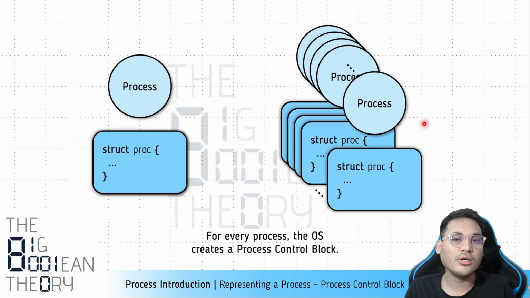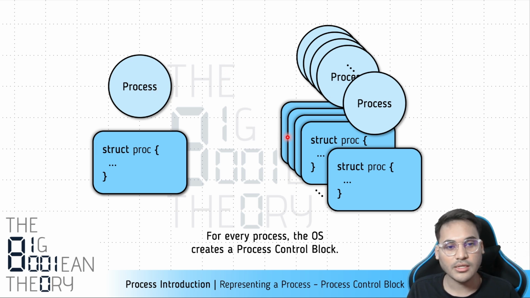So now that we have a basic idea of what a process control block is, I want to discuss a few other important points about the process control block, or the PCB. As this slide says, for every process, the operating system creates a process control block. This is quite obvious, right? We have to represent all the processes in the system if we have to perform the time sharing of the CPU between all the processes. So for every process, there will be a unique PCB.